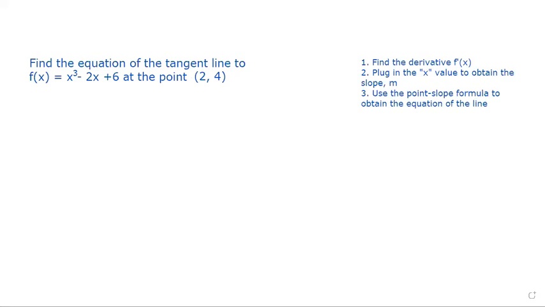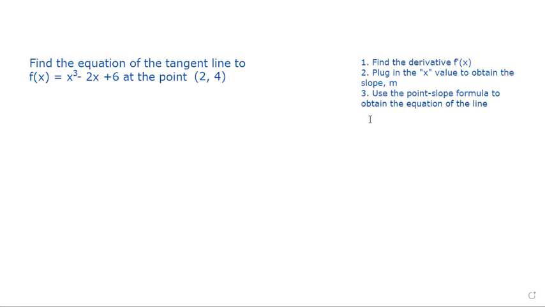So now we have the directions on the right side, and this is what we want to do each time we have this type of problem. The first thing we want to do is find the derivative, which is f prime of x. The second thing we want to do is plug our x value in so we can obtain our slope m. And then we want to use the point slope formula to obtain the equation of the line. And I'm going to write this out.